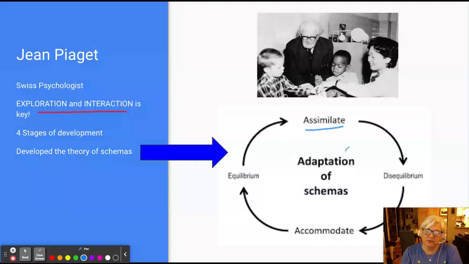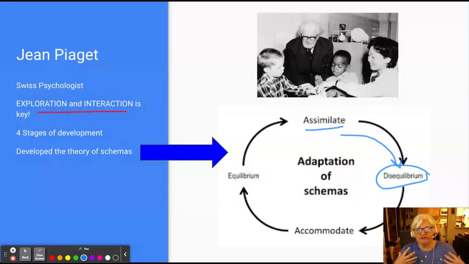What will happen as a child, as you're learning, is something won't fit your schema, and you hit something called disequilibrium, meaning your schema isn't working. So a child might think animals are fuzzy and have four legs, and so they think all dogs are that way. Then they see a hairless dog, or let's say a cat, and someone tells them, no, that's not a dog, that's a cat. Now they're in disequilibrium because their schema doesn't fit what they thought the world was.